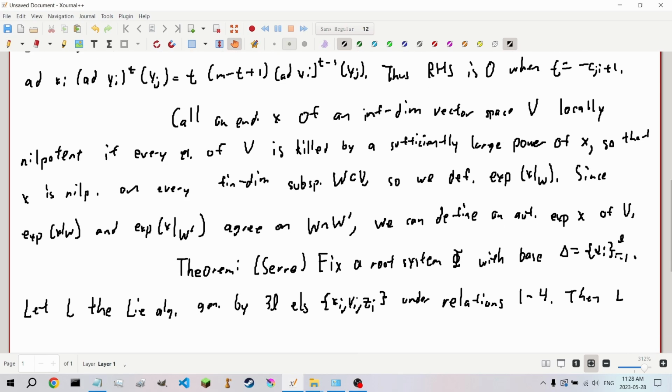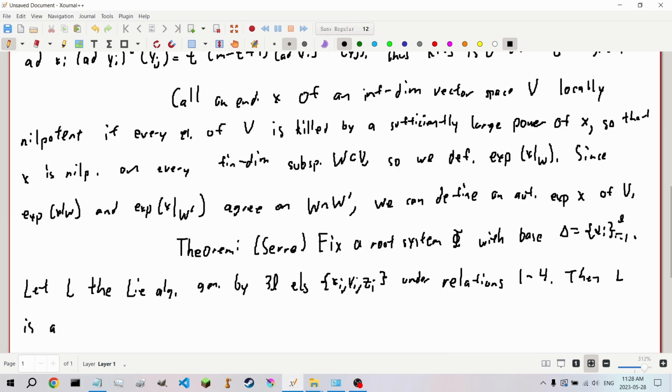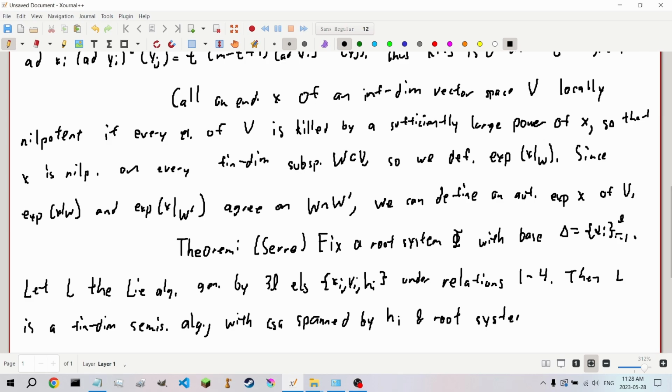And then L is a finite dimensional semi-simple algebra with a Cartan subalgebra spanned, oh yeah, it's supposed to be hi, not what I called zi here, hi. And a root system of course, our phi.